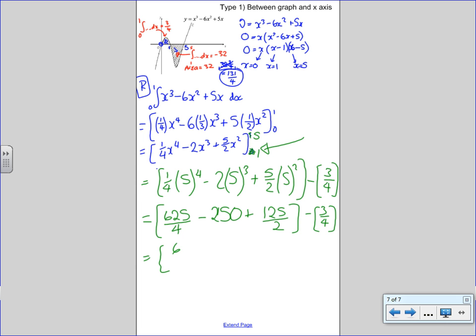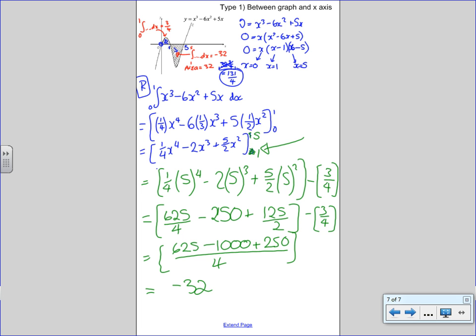5 to the power of 4 is 625, divided by 4 is 625 over 4. 5 cubed is 125, times 2 is 250. 5 squared times 5 divided by 2 is 125 over 2. I just must have done something stupid. 625 over 4 minus 250, plus 125 over 2, minus 3/4. Oh yeah, that's minus 32. It's fine, it's minus 32.